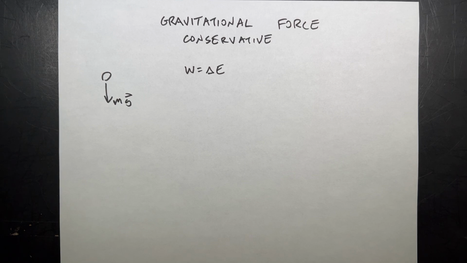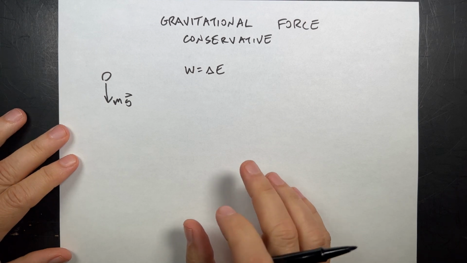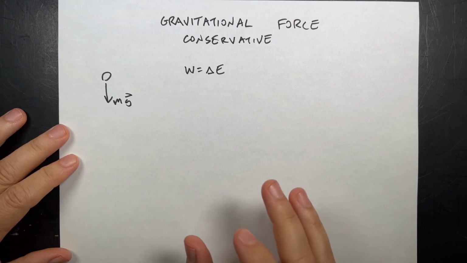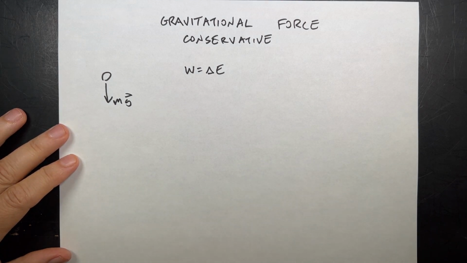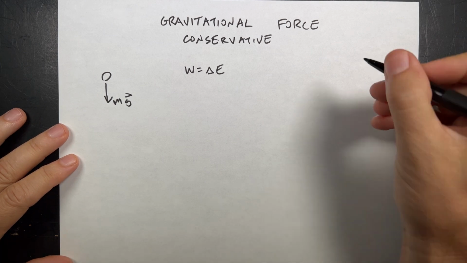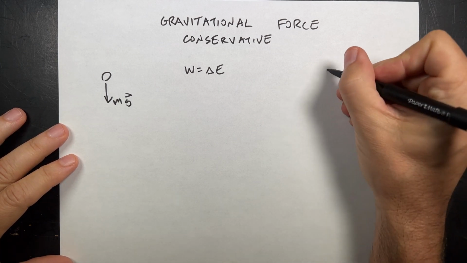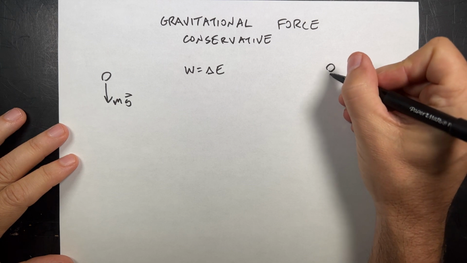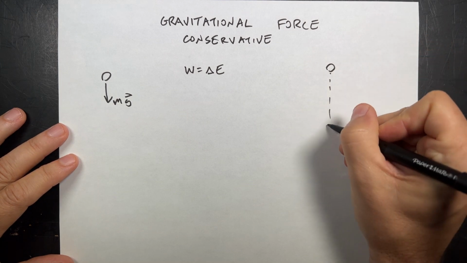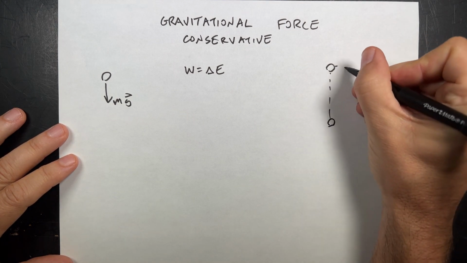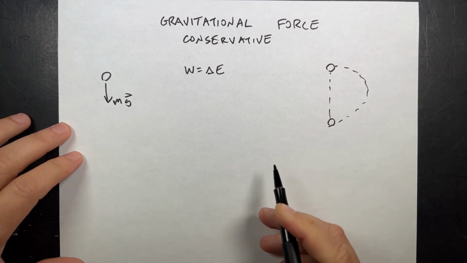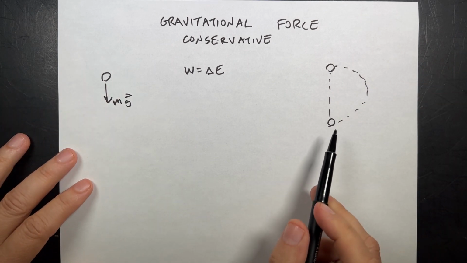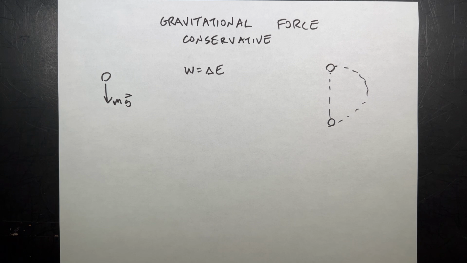I want to do something fun. I want to show, as an example, that the work done by gravity along two different paths is the same. This isn't proving it's a conservative force. So let me tell you where I'm going. I want to show that the work done for a ball moving down 2 meters and going along a curved path with this gravitational force is the same. That doesn't prove it's conservative, but if they weren't the same, it would prove it's not conservative.